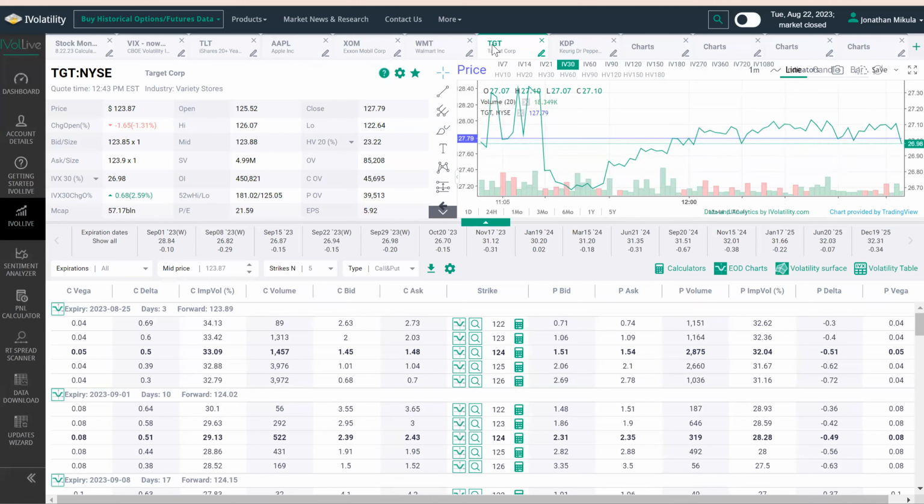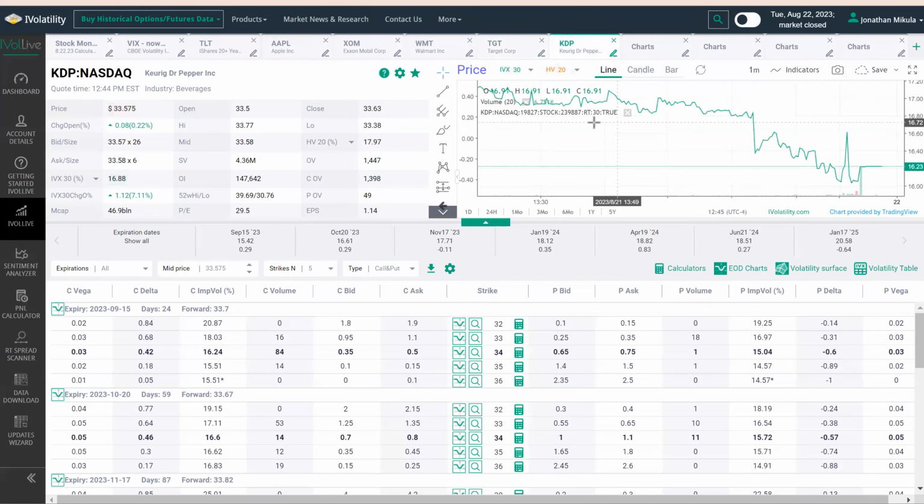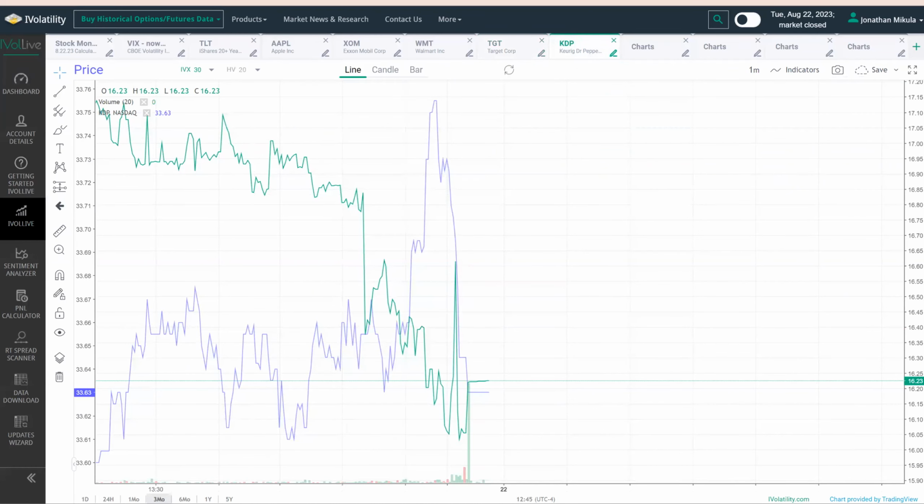And then I also did a deep dive on the retailers after their earnings with Walmart and Target. And then in my notes, I have a further analysis of Keurig Dr. Pepper that showed up as I was doing some pre-market research.